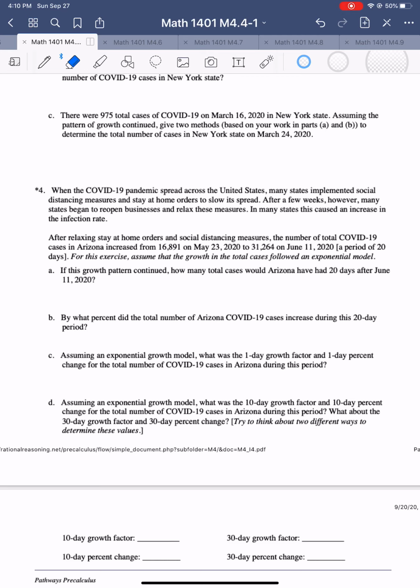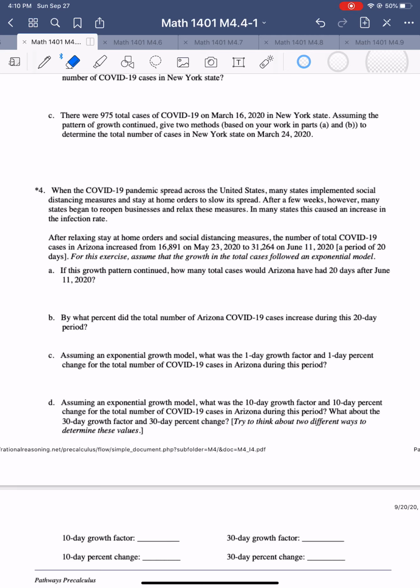After relaxing stay-at-home orders and social distancing measures, the total number of COVID-19 cases in Arizona increased from 16,891 on May 23rd, 2020, to 31,264 on June 11, 2020, in a period of 20 days. For these exercises, assume that the growth in total cases follows an exponential model. So if this growth pattern continues, how many total cases would Arizona have 20 days after June 11th?